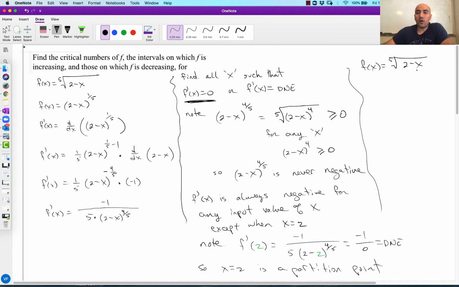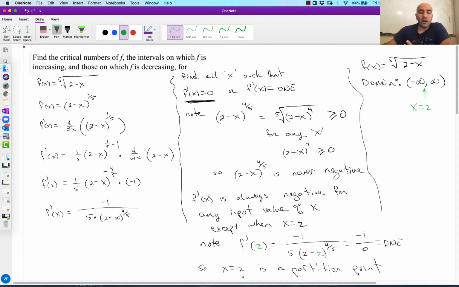That's okay. There's nothing wrong with taking the 5th root of a -7. I can also have a 0. I can have anything I want. So the domain is going to be all real numbers, from -infinity to +infinity. And so certainly 2 is in there. x equals 2 is in the domain.